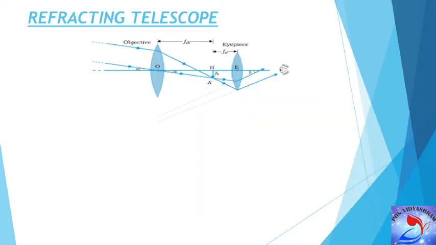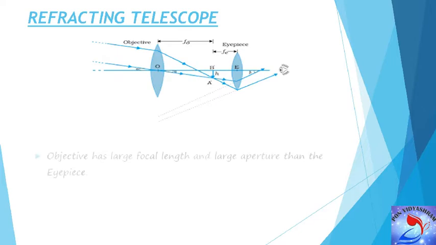So first we'll see about the refracting telescope. In a refracting telescope we will be using lenses, and if you see this ray diagram, it's just the opposite of a compound microscope. We are going to view distant objects clearly with the help of a telescope here. In a refracting telescope, the focal length and the aperture of the objective will be larger than the eyepiece. In a compound microscope, it will be just the opposite.